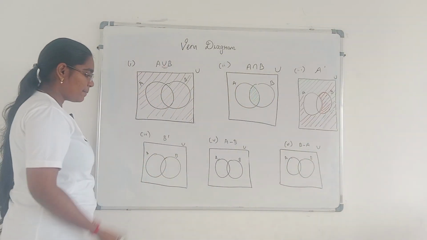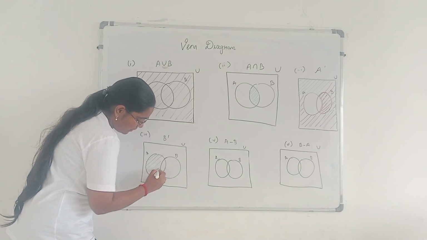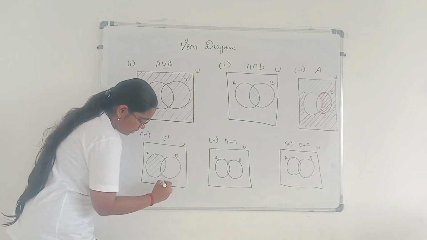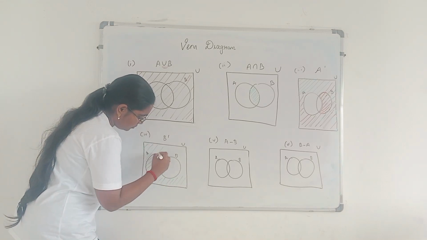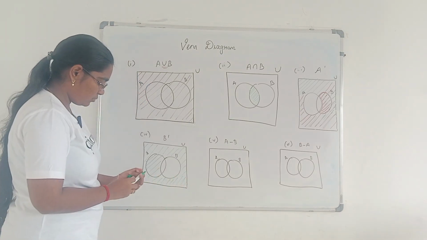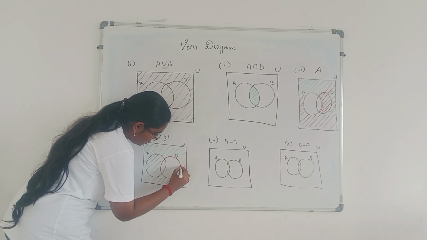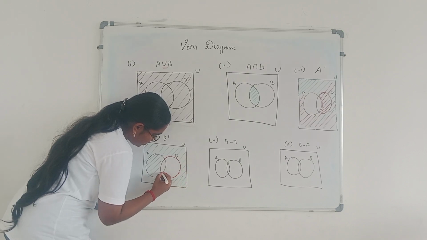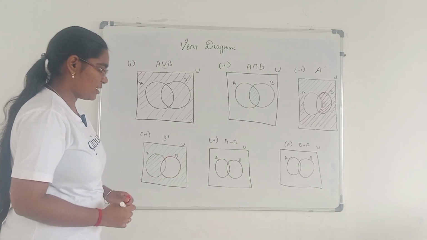Next, in a similar way, B dash. So, in B dash you will shade everything except this B part. Except this B part, you will shade all the other parts. This is what B dash is.